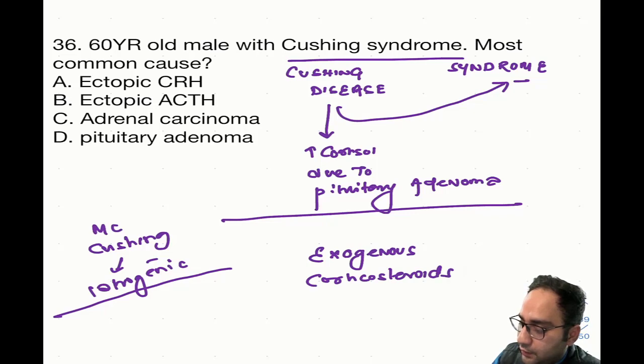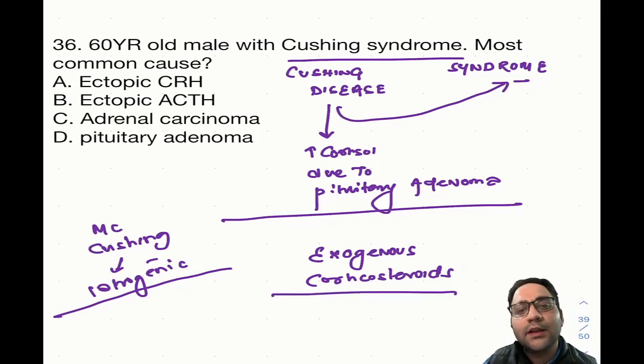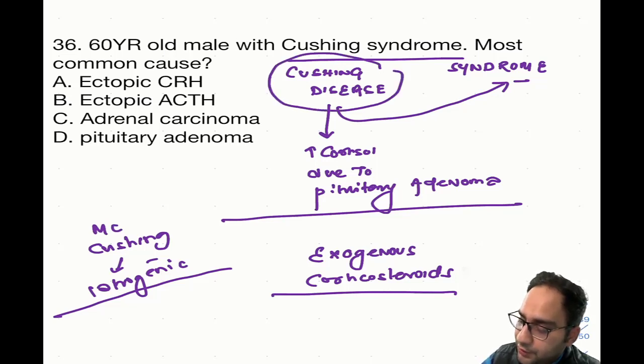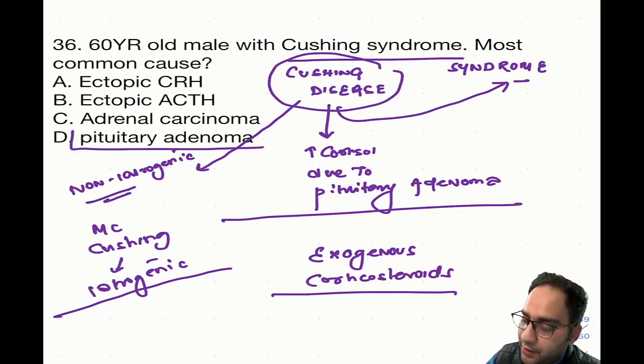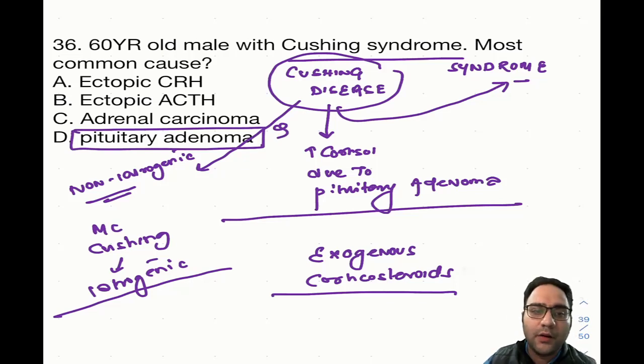Right? So that means they have given options about non-iatrogenic Cushing's. And non-iatrogenic Cushing's most common cause is Cushing disease, right? And Cushing disease's most common cause is pituitary adenoma. The most common cause is pituitary adenoma. So the answer here would be pituitary adenoma. Okay.